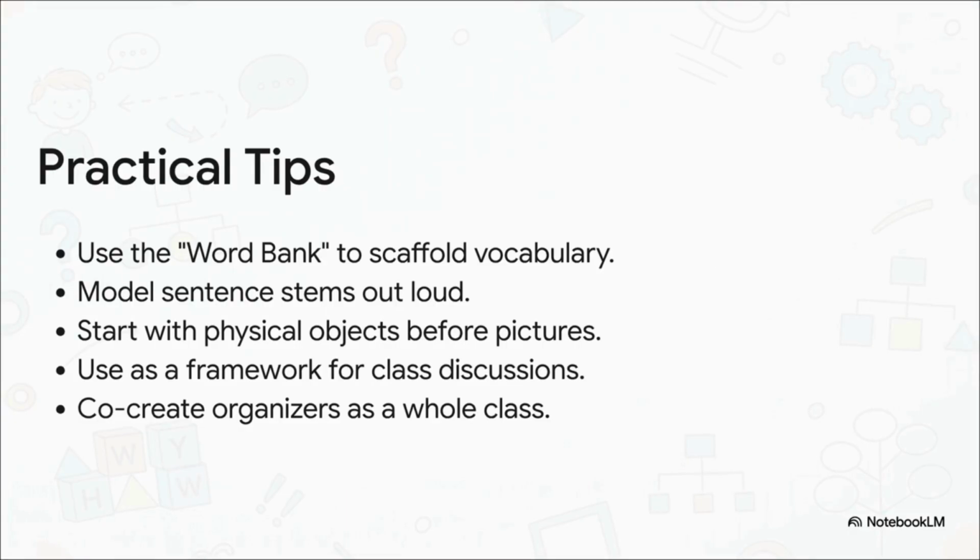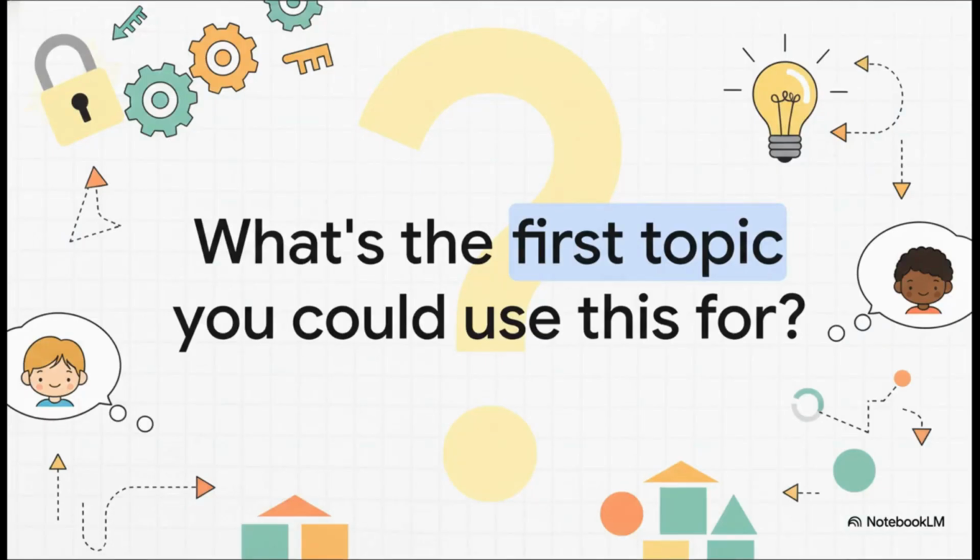You can also use this four-part structure to guide your class discussions, not just for written work. And finally, co-create these. Fill them out together as a whole class on the board before you ever ask students to try it on their own. This framework really just gives our youngest students the keys to unlock and explain their own thinking. It builds so much confidence and lays a foundation for critical reasoning that's going to serve them for years and years to come. So the only question left is, what's the first topic you could use this for with your students this week?